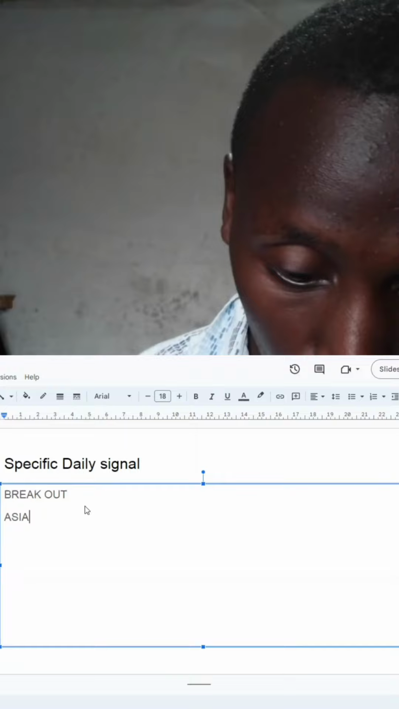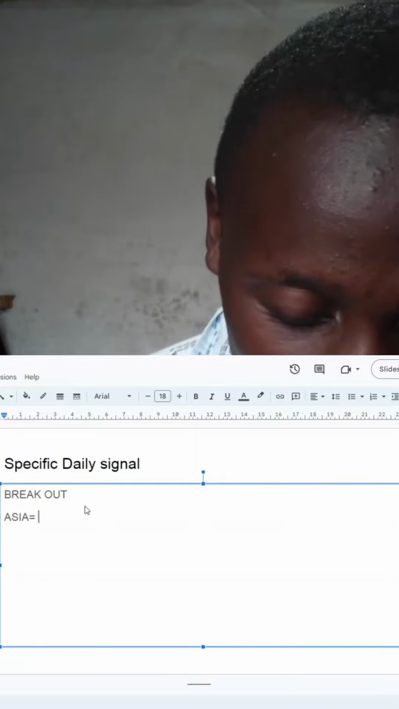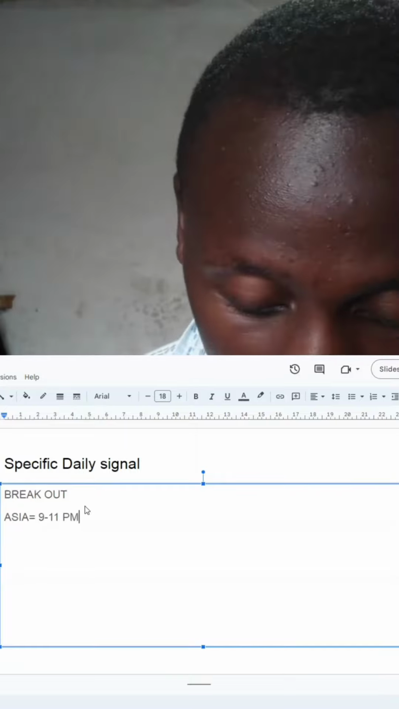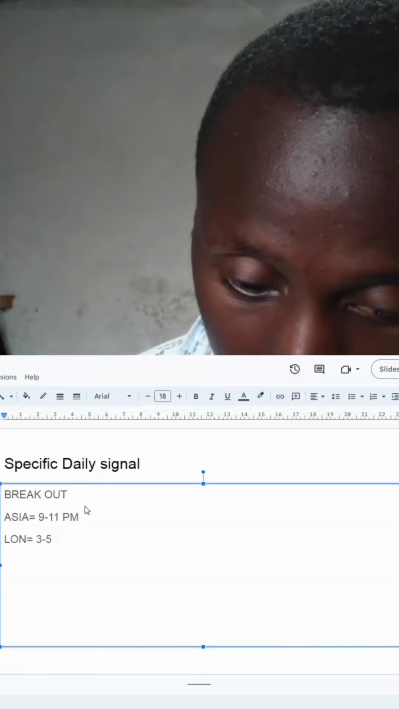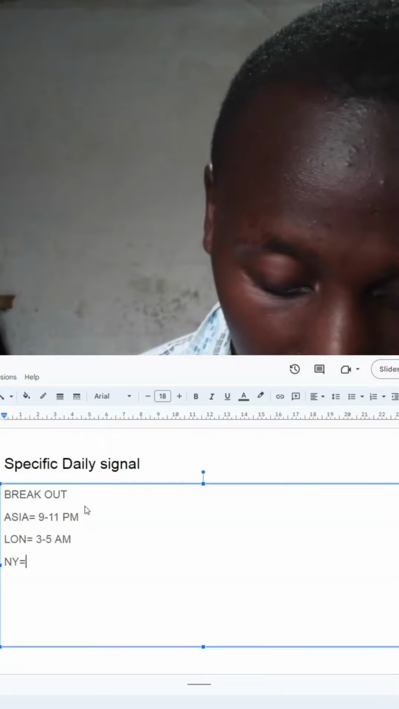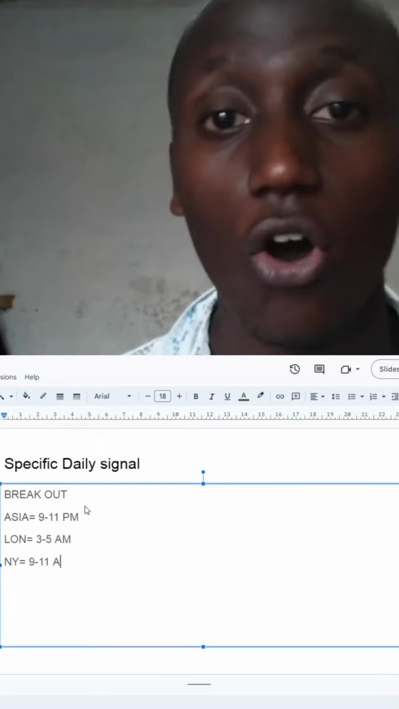For Asia, we want to be trading between 9 and 11 p.m. New York time. And then for London, we want to be trading between 3 and 5 a.m. And then for New York, we want to be trading between 9 and 11 a.m. All this is New York time.